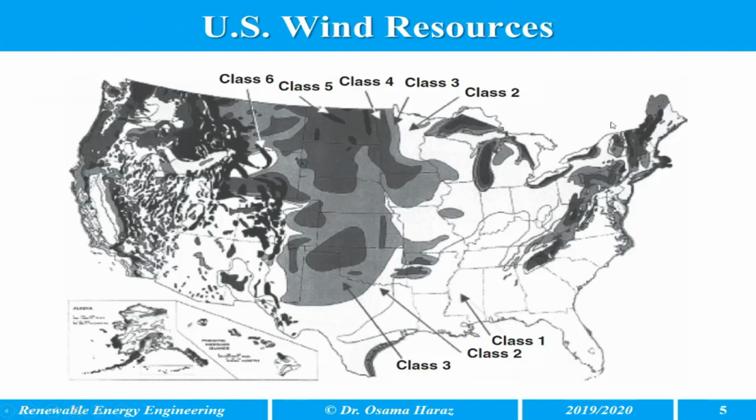So this is one example of the NREL developed maps for the United States wind resources, and they classified the wind potential areas in different classes: class 1, class 2, class 3. Here is another area with class 2, class 3. Here is class 4, class 5, and class 6, and so on.